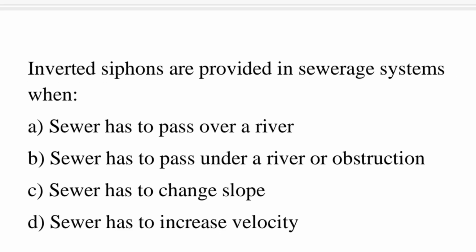Next question, inverted siphons are provided in the sewage systems when option A sewer has to pass over a river, option B sewer has to pass under the river or obstructions, option C sewer has to change slope, option D sewer has to increase the velocity. So the correct answer is option B, sewer has to pass under the river or obstructions.